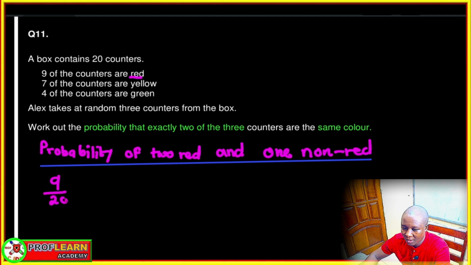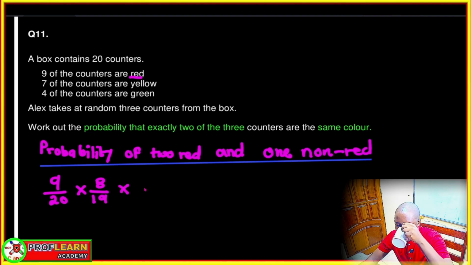We're going to say that we'll be picking red, because there are 9 red counters. So the probability of picking a red will be 9 over 20 for the first pick. The second pick could be 8 over 19, because now we're picking without replacing. Remember, the first pick probability is 9 over 20 because there were 9 red counters.